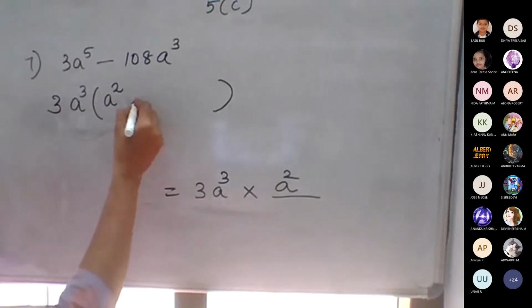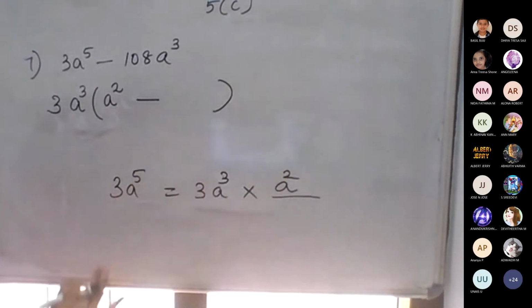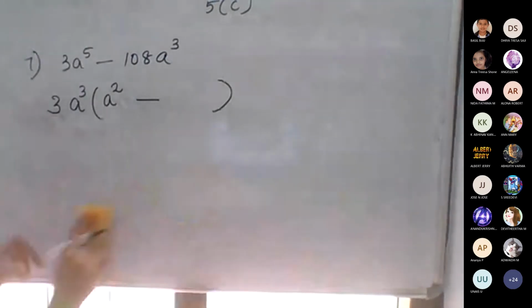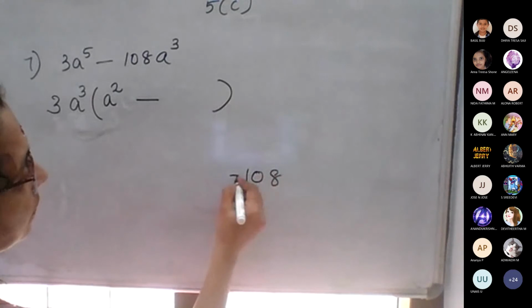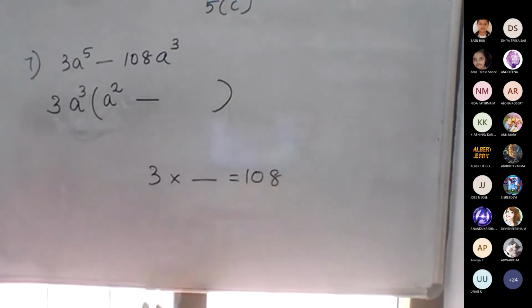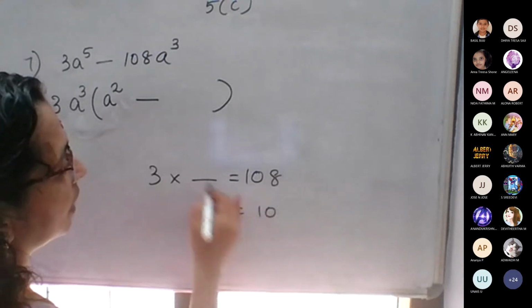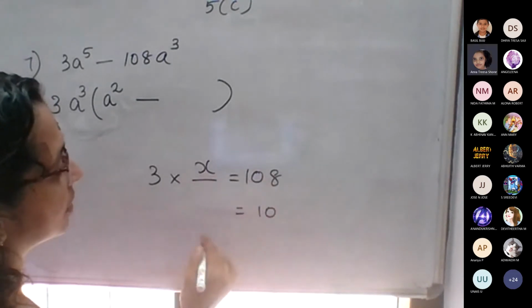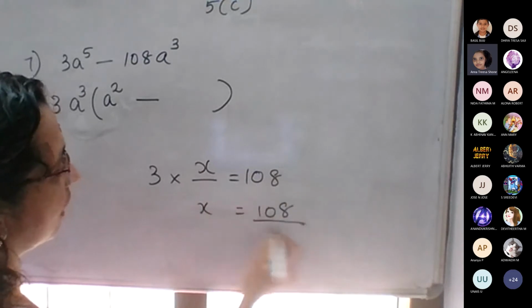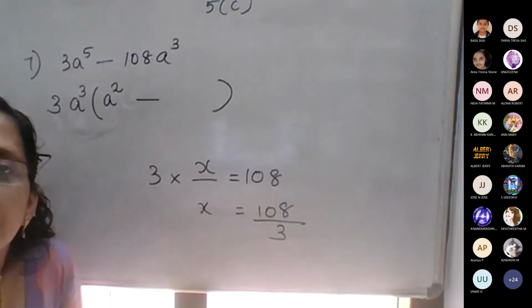Then the second term, a cube we took, so no need of writing the variables. 108, we took 3 outside. 3 into dash is 108. We want to get the answer as 108, we have 3, so what will we do? Dash we have to find out. Let it be x. 108 divided by 3, usually we are doing that, to find the value of x.